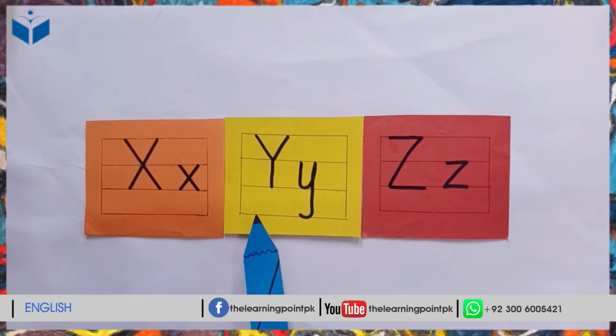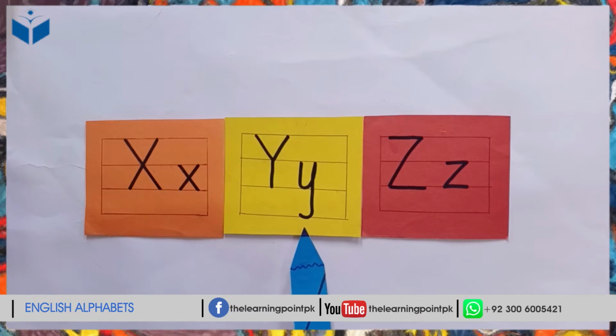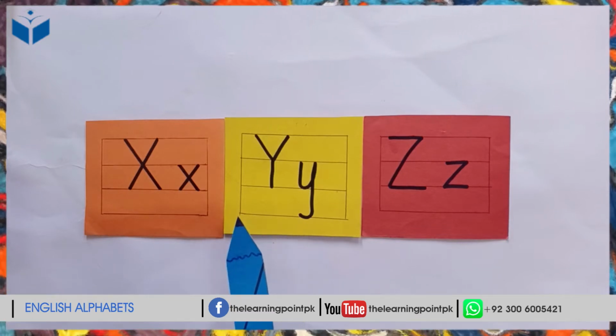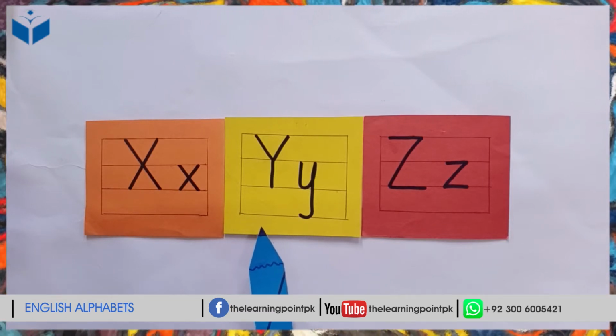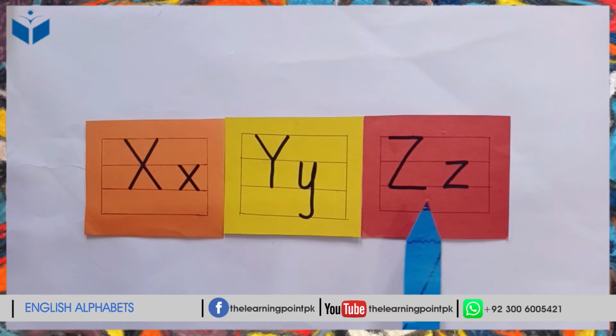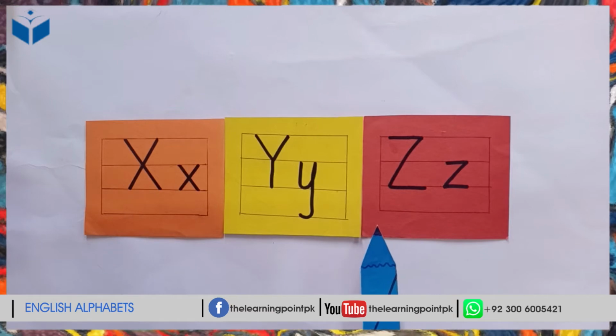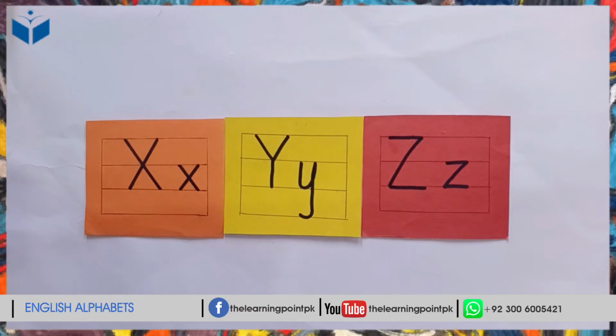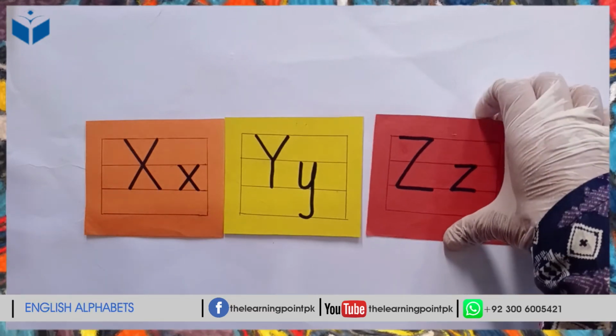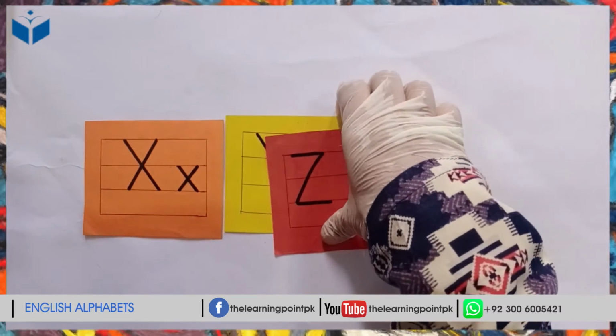This is capital Y, and this is small y. Its phonic is y, y. Capital Z, small z, and its phonic is z, z. Okay? First of all, we will learn only X friends.